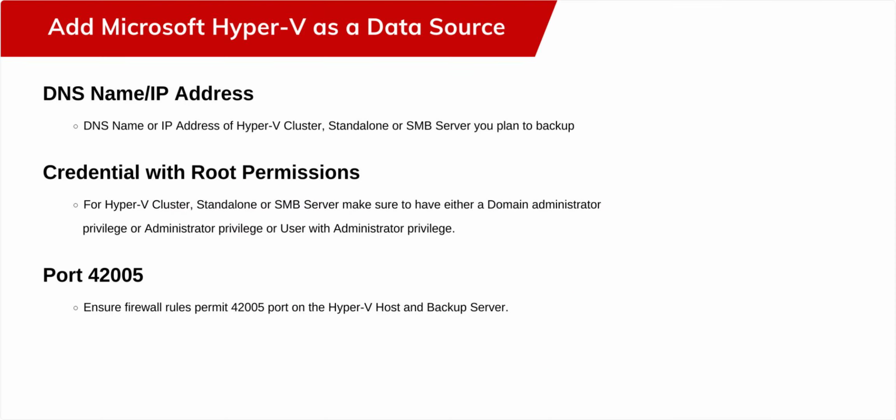You'll need the DNS name or IP address of the Hyper-V cluster, Hyper-V Standalone, or SMB server you want to back up. To add a Hyper-V host, you'll need either a credential with domain administrator or administrator privilege, or a user with administrator permissions. Make sure the firewall rules permit 42005 port.